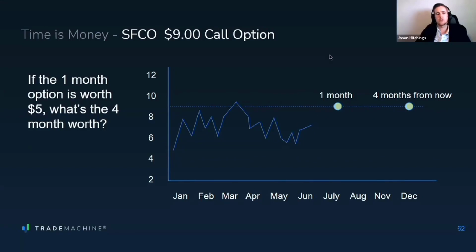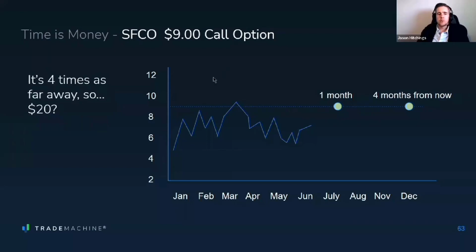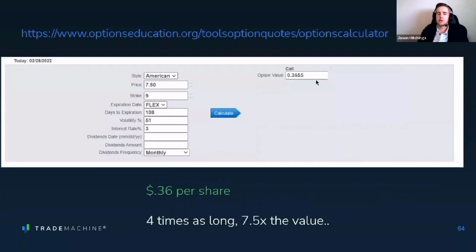So now as we're trying to understand the effect of time on the value of an option, let's ask ourselves the question, what is this option worth 4 months from now? The intuitive answer might be, well, it's 4 times as far away, so it's worth 4 times as much, which would be $20. When we plug it into an options calculator, though, the options calculator says it's worth 36 cents per share. So that's like 7.5 times the value at 4 times the time.